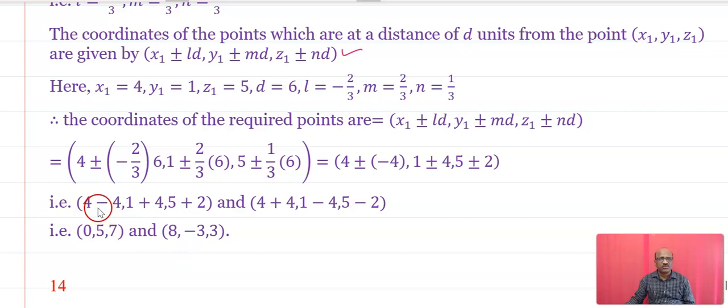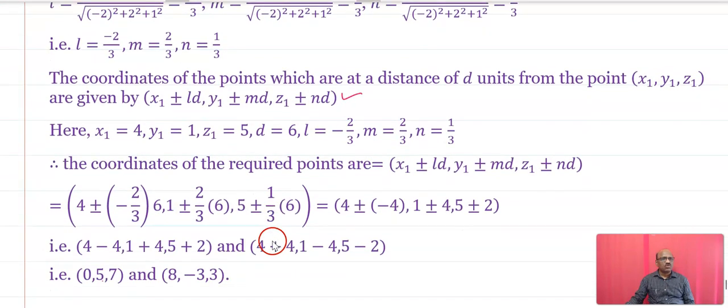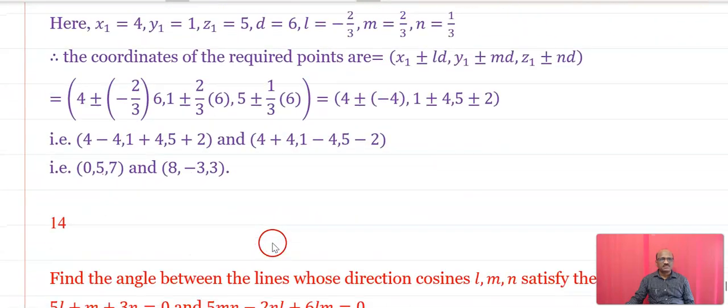And hence the points are: 4 minus 4 is 0, 1 plus 4 is 5, 5 plus 2 is 7. And 4 plus 4 is 8, 1 minus 4 is -3, and 5 minus 2 is 3. In this way, these are the coordinates of the point B.